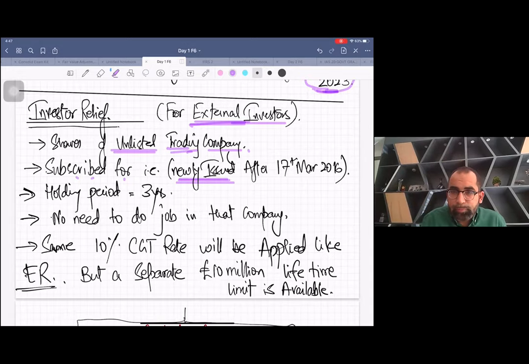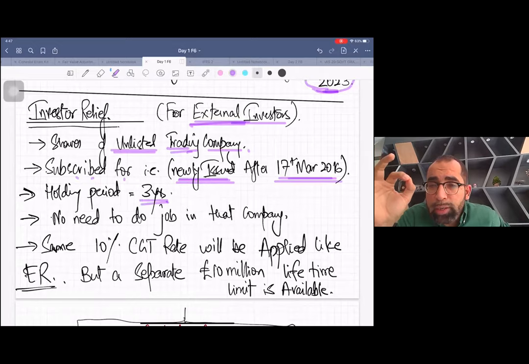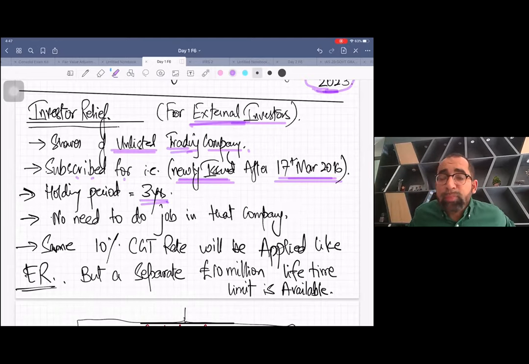And what is the date? After 17th March 2016. One more thing, here the holding period is 3 years. You need to hold it for 3 years after 17th March 2016. In BADR, the holding period is only 2 years, that is 24 months. Here the holding period must be 3 years, that is 36 months.